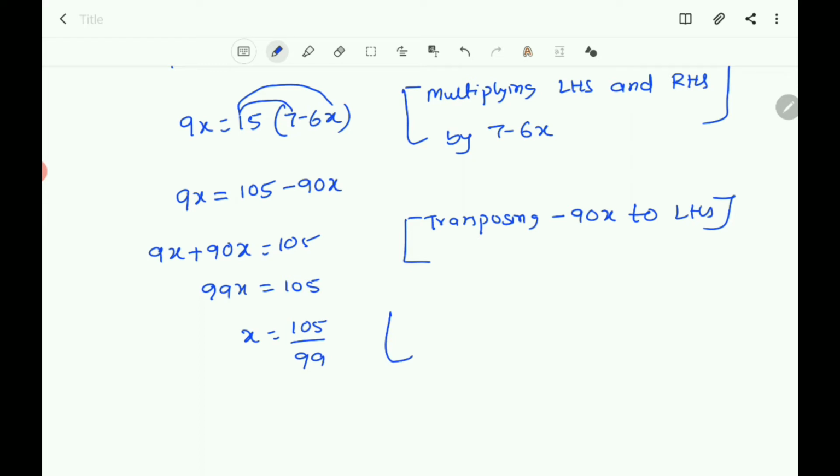What you have done here, dividing LHS and RHS by 99. So here it is divisible by 3, you write 3 ones are 33s, and 3 3s are 9, and 3 5s are 15, so you got 35 by 33. Here the answer is 35 by 33.